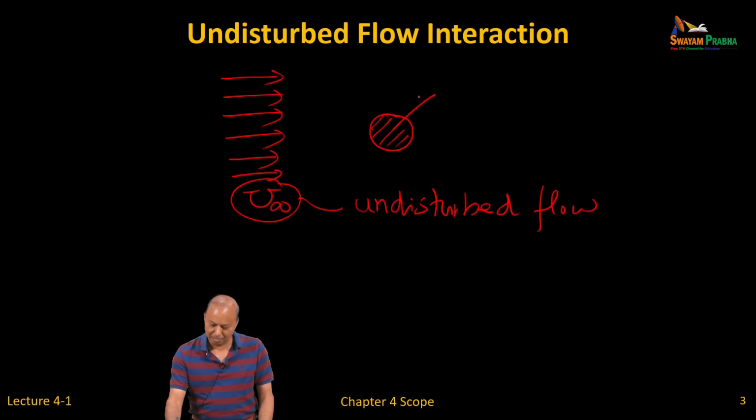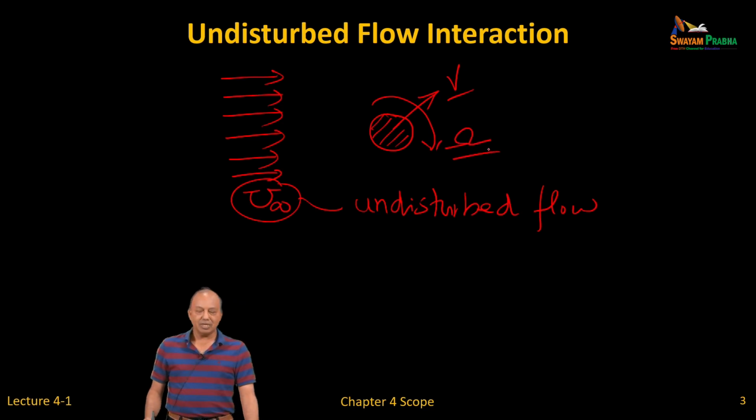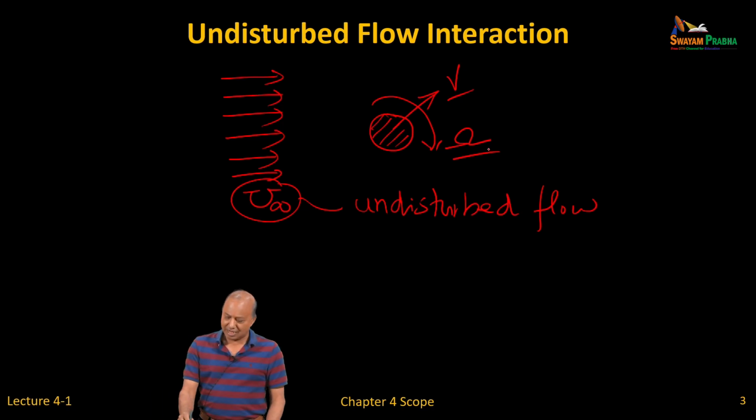Now the particle may have a size, may have some velocity, it may have some angular velocity. So this would be a case of a uniform flow and a particle moving inside that uniform flow. So this will be the undisturbed flow. Now what causes the force on this particle? You can think about it.